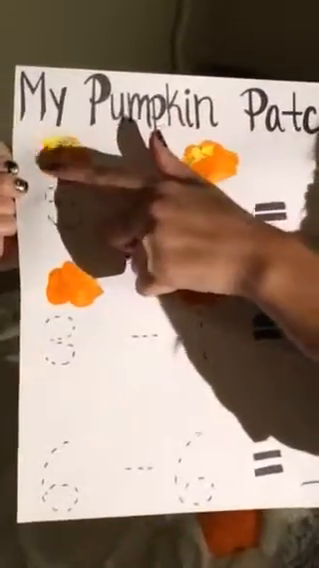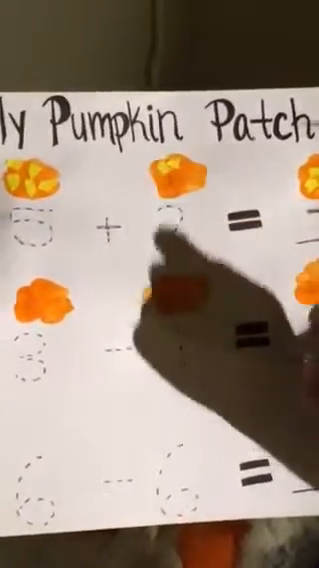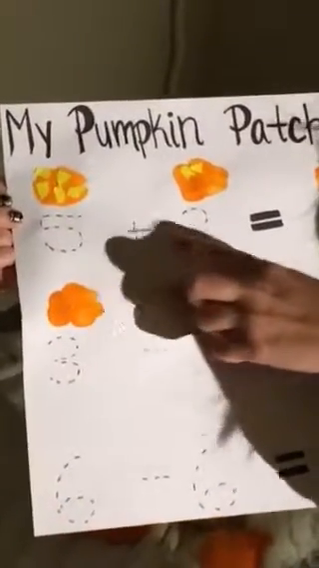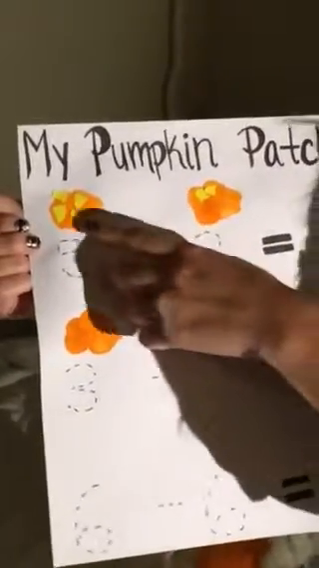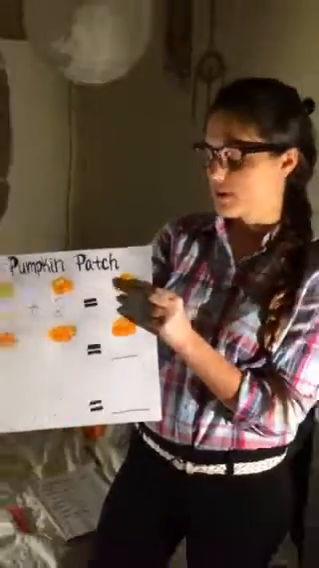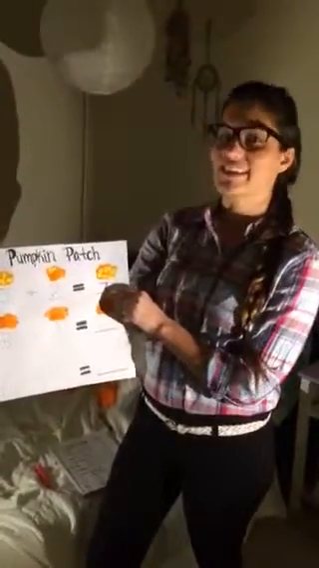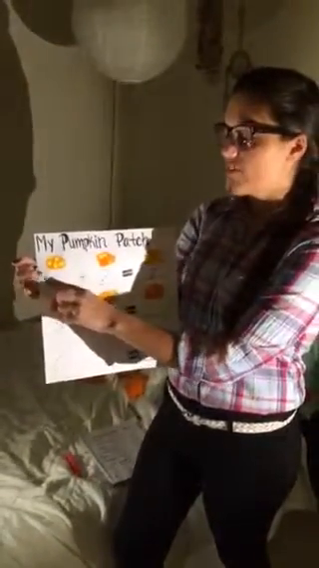So 1, 2, 3, 4, 5. And then this is 2, so we're going to put 2 seeds. And then we're going to do the math problem. So 5 plus 2, because this is an addition sign, so that means we put them together. That would be 1, 2, 3, 4, 5, 6, 7. So then we put 7 seeds in the ending pumpkin. And guess what number we write? 7. Okay, so then we trace the number 5, so we get all our practice tracing our numbers, and then we write the number 7.